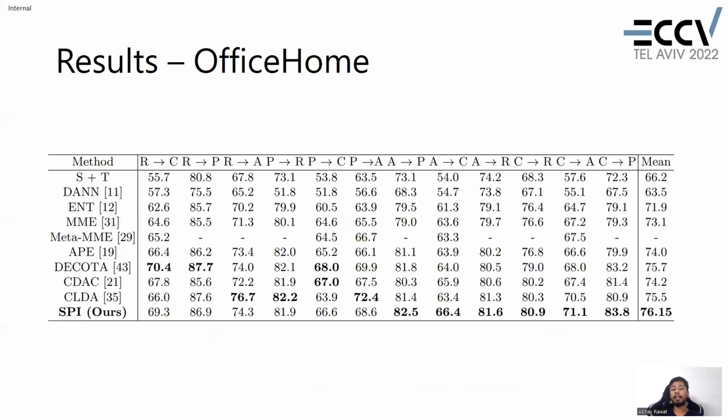Here, we can see our proposed approach outperforms the existing approaches on the mean dataset accuracy on the Office Home benchmark. While we still see certain scenarios where our model's performance is less than the existing approaches, we posit that this drop in performance is due to the smaller number of unlabeled samples in these scenarios.